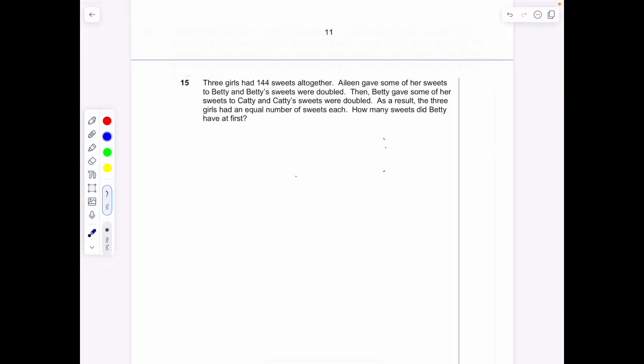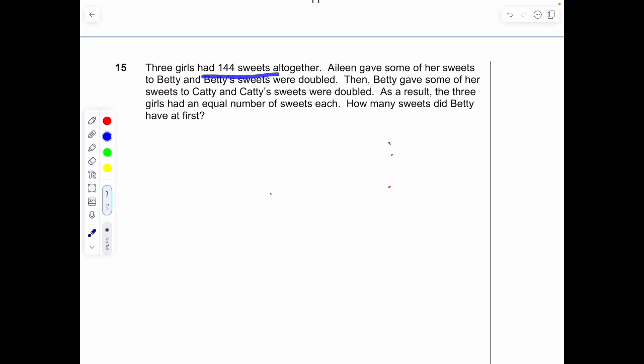For this question, 3 girls had 144 sweets altogether. Eileen gave some of her sweets to Betty. You don't know how much, but you know Betty's sweets were doubled. Then Betty gave some of her sweets to Kathy, and Kathy's sweets doubled. As a result, the 3 girls had an equal number of sweets each. How many sweets did Betty have at first?